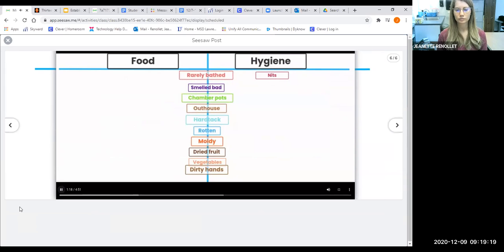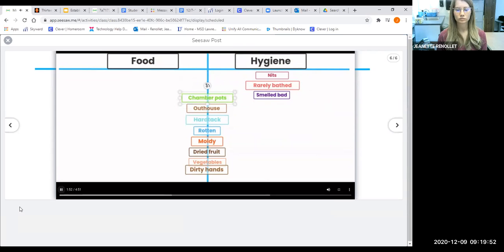Rarely bathed. Do you think this would be in the context of food or hygiene? Hygiene would be correct. Smelled bad. Now this could go either way because food can smell bad, but if we read the context in the story, it's actually talking about people smelled bad. So that would be their hygiene. Now this is a very interesting one, and so is this.